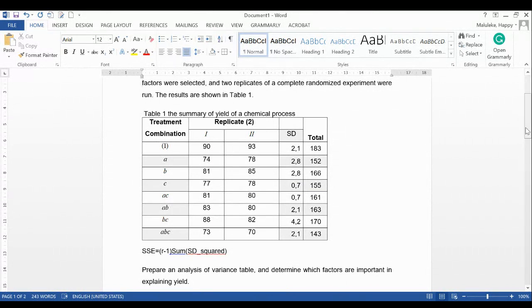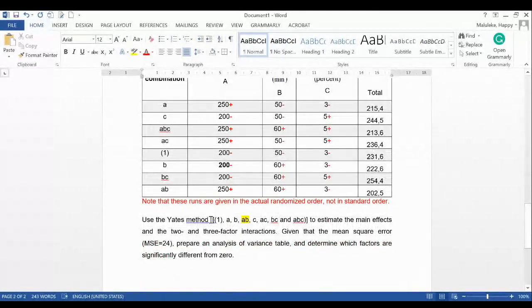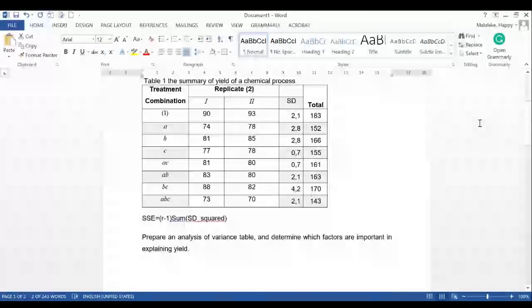I'm not specific which method to use. But when we check the second one, I'm specific that I want you to use the Yates method. So for this one, strictly the Yates method. But for the first one, even if you use the Yates method, at the end of the day we'll get the same results. So for this one, you can use the signs, or you can use the Yates algorithm. Which one do you want us to do, guys, between 1 and 2?